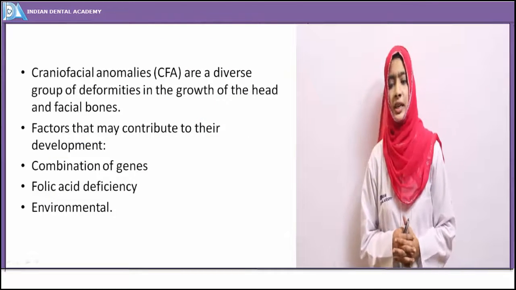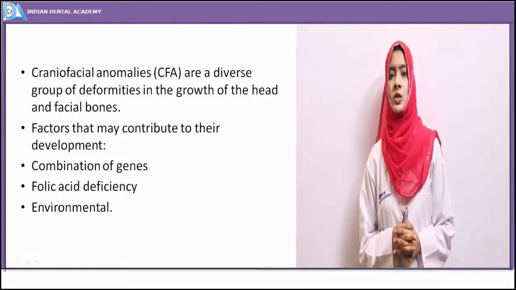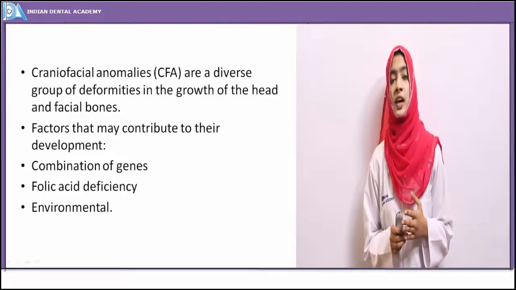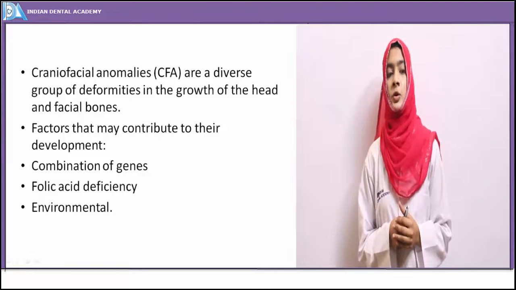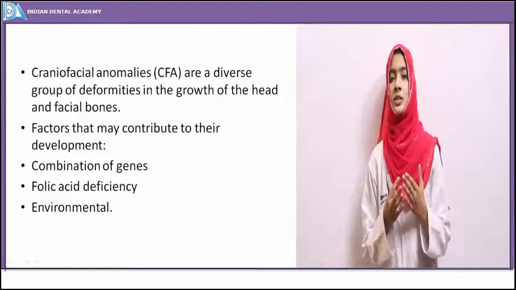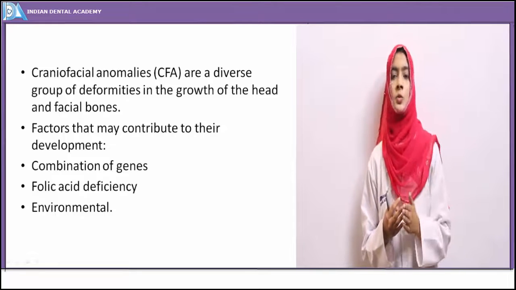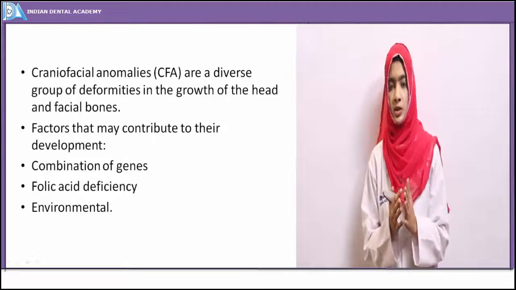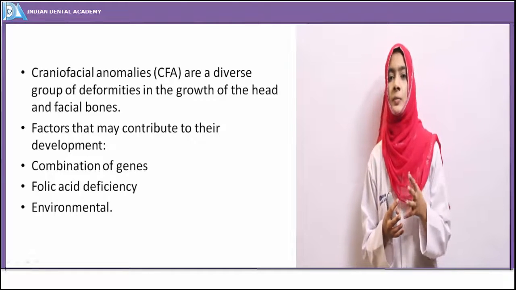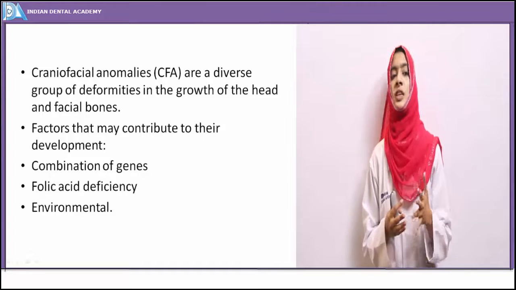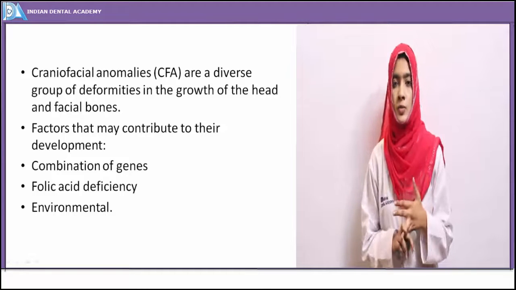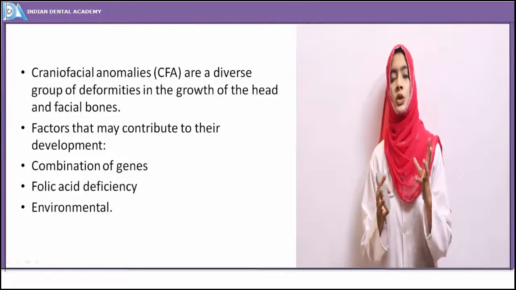The craniofacial anomalies arise because of a lot of factors. The first and foremost important factor may be the combination of genes. We know the individual receives his set of genes from both parents. The male parent contributes one gene and the female parent contributes one gene. So during the pairing up of the genes, if any problem arises, if there is any mutation, or any abnormality in the chromosomal structure, it ultimately leads to a craniofacial anomaly.